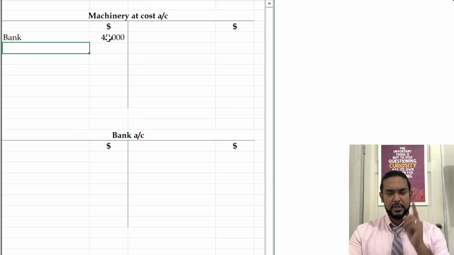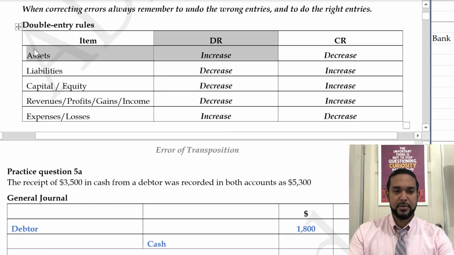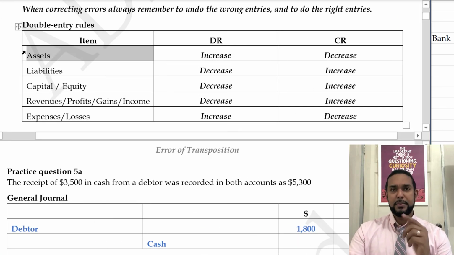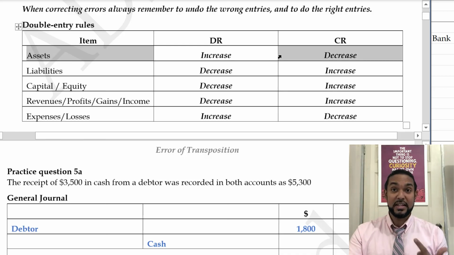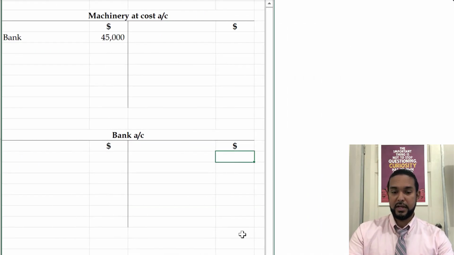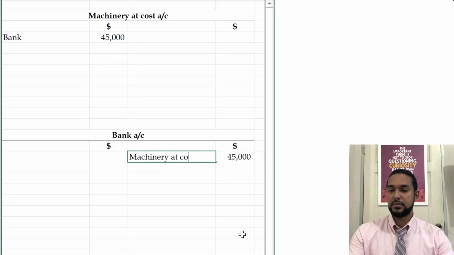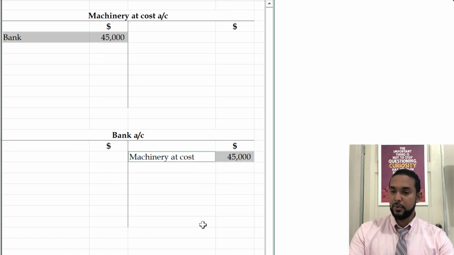Now bank is also an asset. Let's go back across to the rules. So bank is an asset, and if we're paying money to buy something and we're paying money out of bank, the asset of bank is decreasing. To record a decrease in an asset, you have to credit the asset account. So let's go to the bank account across there now. So we're going to go on the credit side. We're going to put 45,000 and we're going to put machinery at cost, or you can just put machinery.